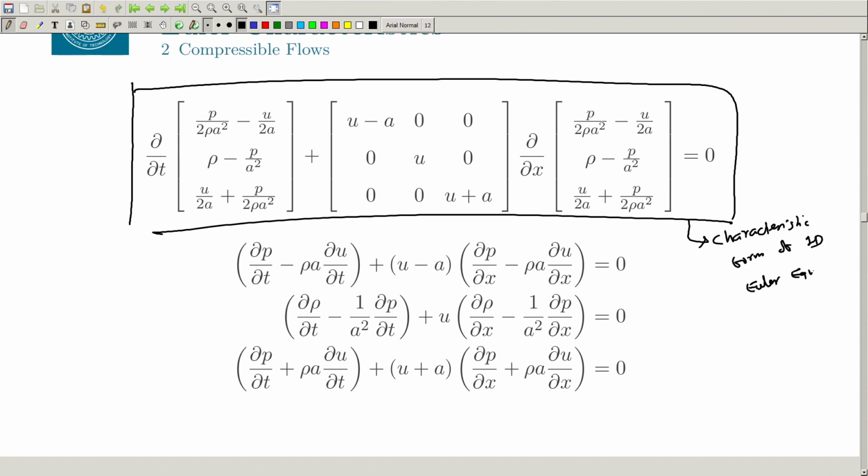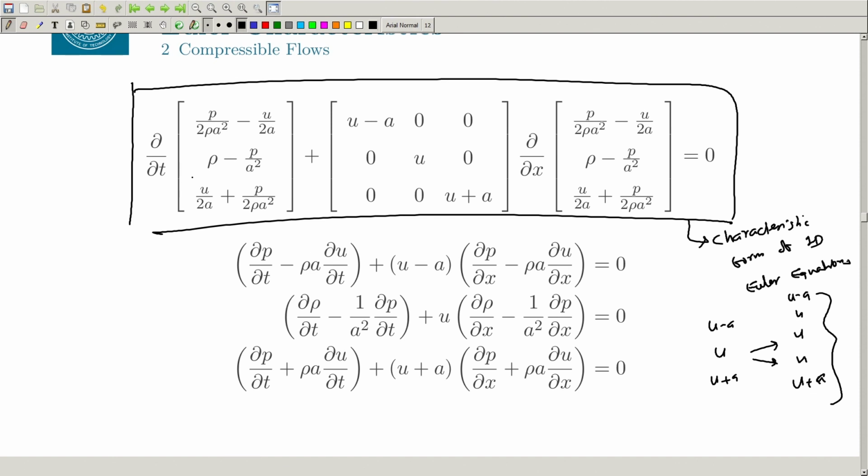If you go to 3D, right now we have 3 waves, traveling with speeds u minus a, u and u plus a. These are basically entropy waves, acoustic waves, and so on. In 3D, you will have 2 more, which will basically be u and u. So, you will have u, u, u minus a, u, and u plus a. So, if it is 3D, there are 5 waves.